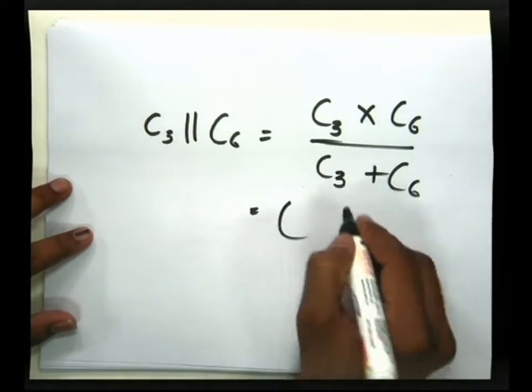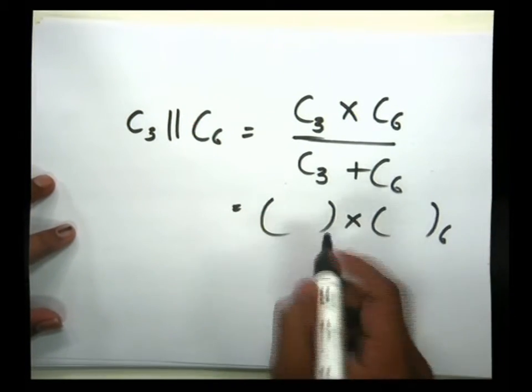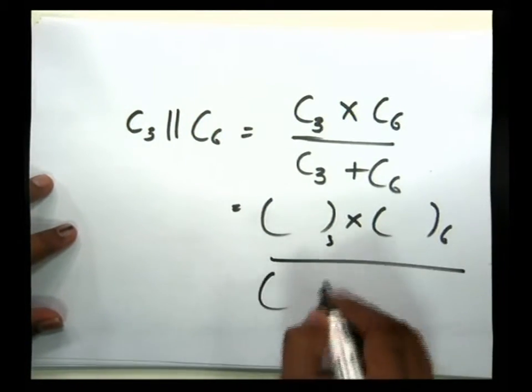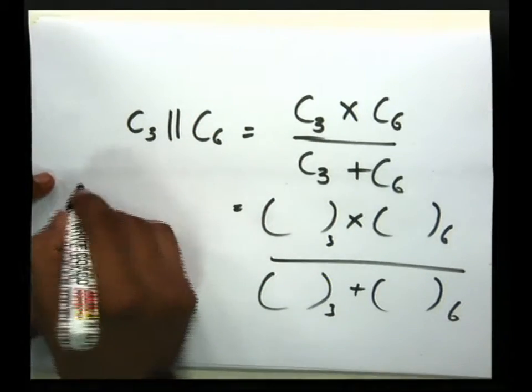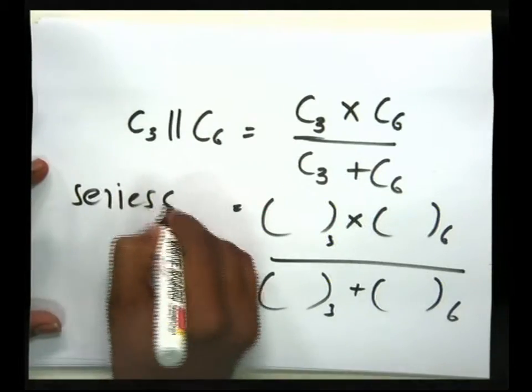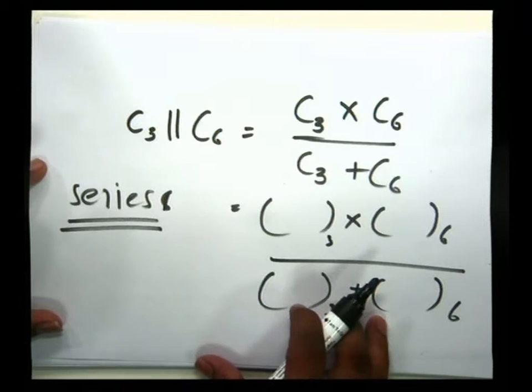Now putting in the values, C2 capacitor multiplied by C3 capacitor upon C2 plus C3. These are series capacitors, so this one is found like that.